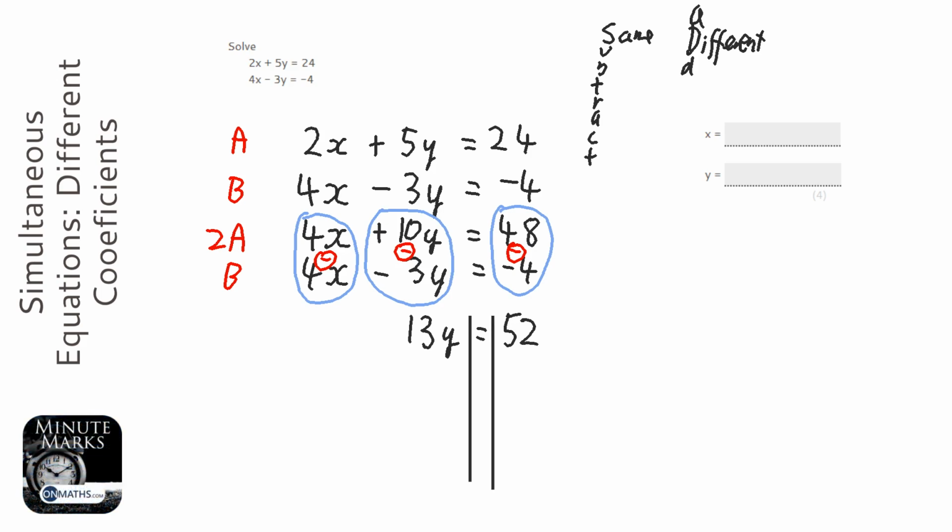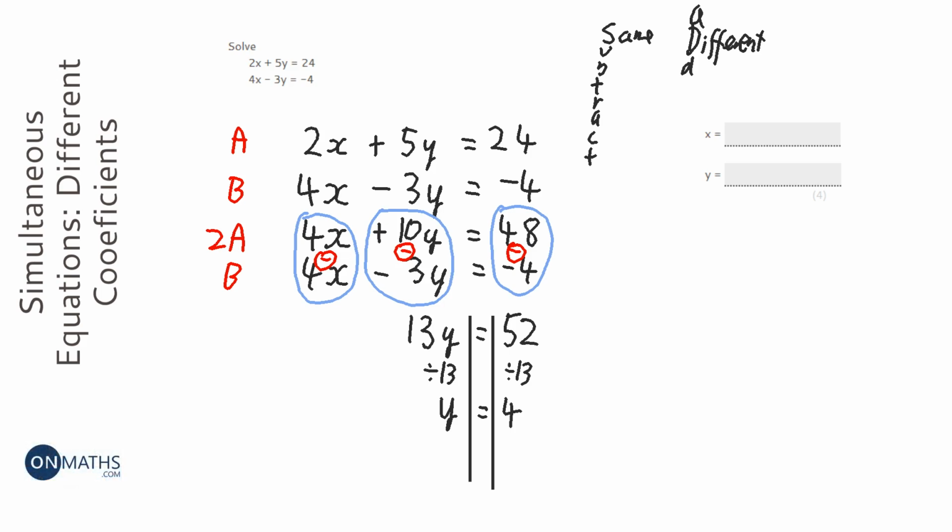Okay, next I need to do 52 divided by 13, and we're going to do both of these divided by 13. So we've got y equals, I think it's 4. So 4 times 13 is 52. So yeah, y equals 4. Then I'm going to pick one of the equations from the question and substitute the 4 in. I'm just going to pick the top one.